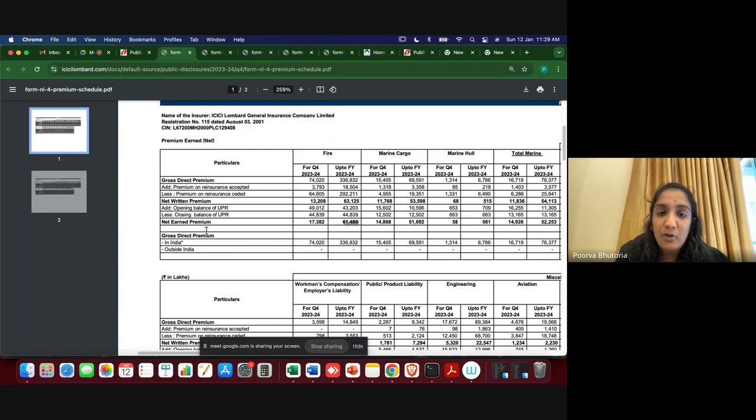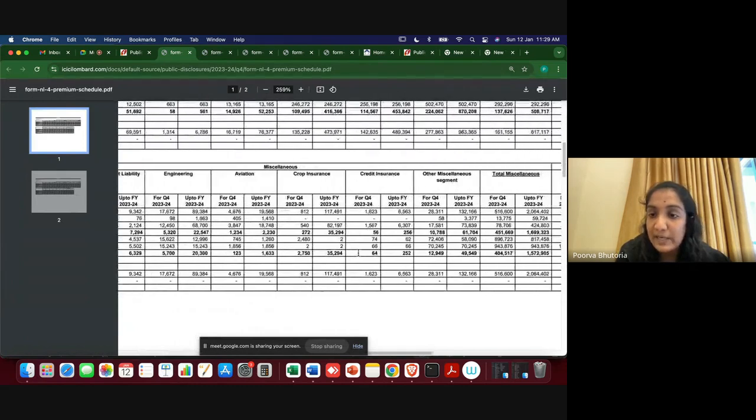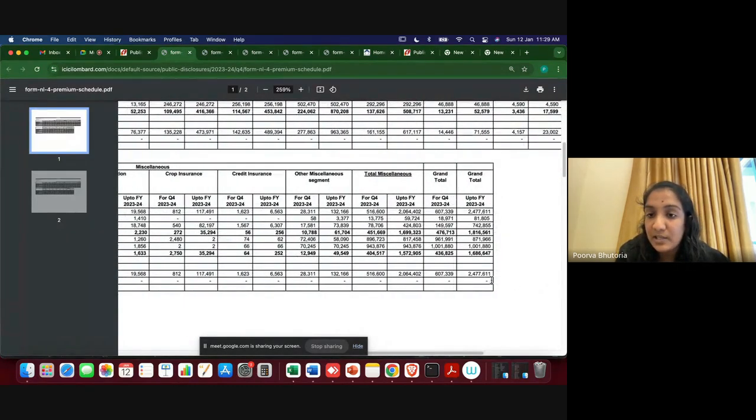Further, the format also asks the company to bifurcate. Okay, you're saying 3368 crores worth of premium. Just bifurcate into how much you've received in India and how much comes from abroad. So in case of ICICI Lombard, the entire business is written in India, so these two figures are identical.